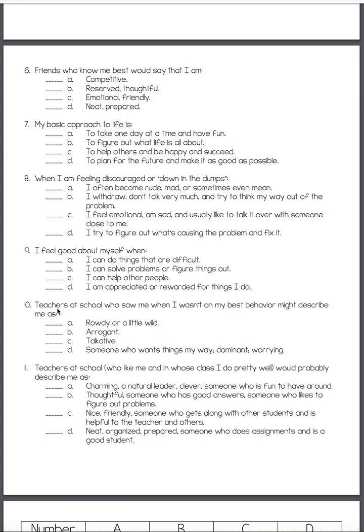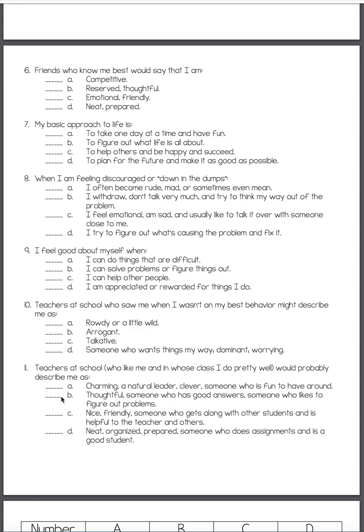This is how teachers who saw you when you weren't on your best behavior, maybe you were having a bad day. You say, well, I'm always on my best behavior. Yeah, maybe, but you were upset. So when you get upset, how is it that you respond? You weren't on your best behavior. This could have been recently, or maybe you were in 5th grade. Which are the ways to describe you? And if you need to use the dictionary to look up any of these words, feel free to do so. So arrogant, that's conceited. You're feeling conceited.